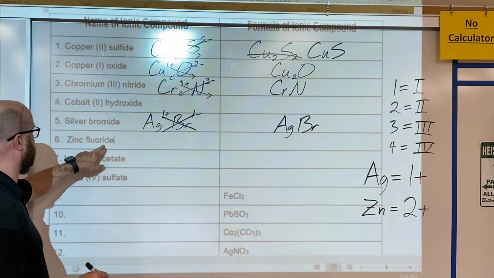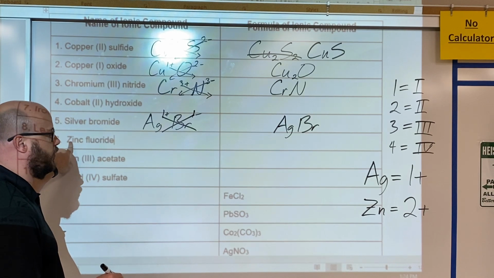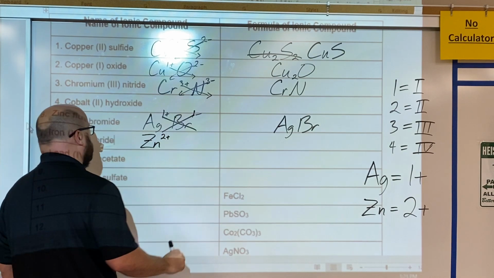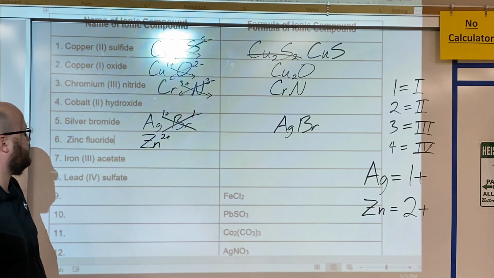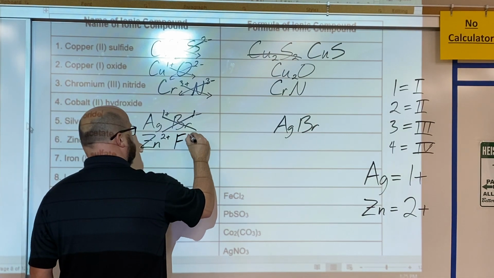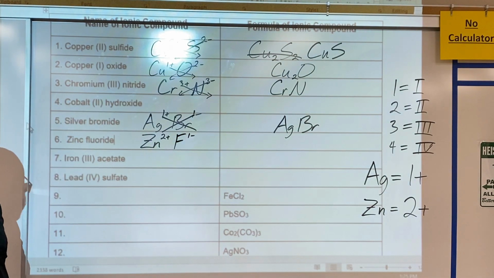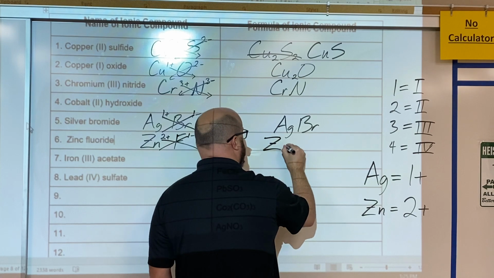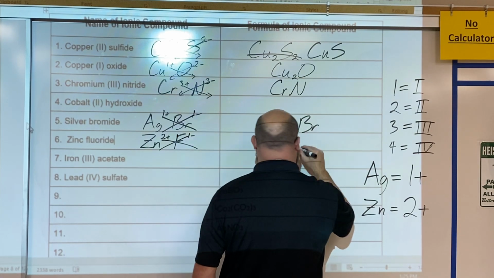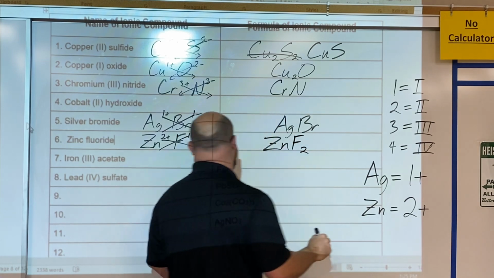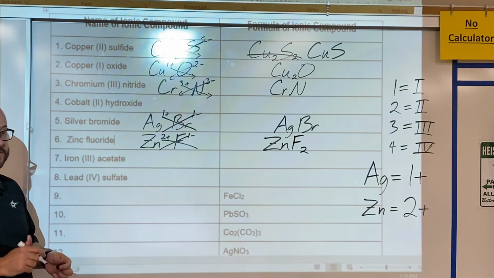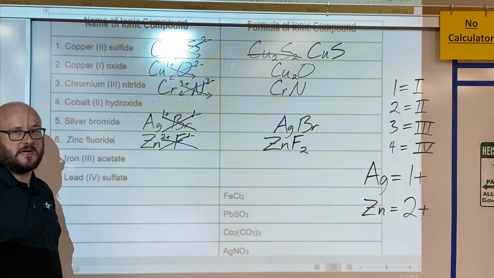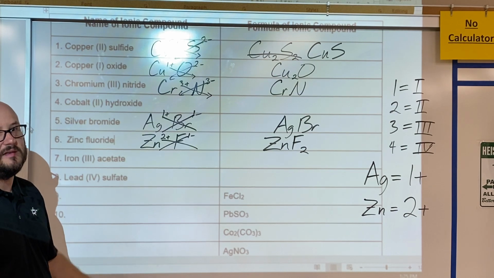And then for zinc fluoride, again, not specified because we always know zinc is a +2. Fluorine is in the same group as bromine, so it just needs 1 electron. Crisscross applesauce, you end up with ZnF2. So just like binary compounds, except they give us the charge or the oxidation number for the metal. Let's look at naming them.